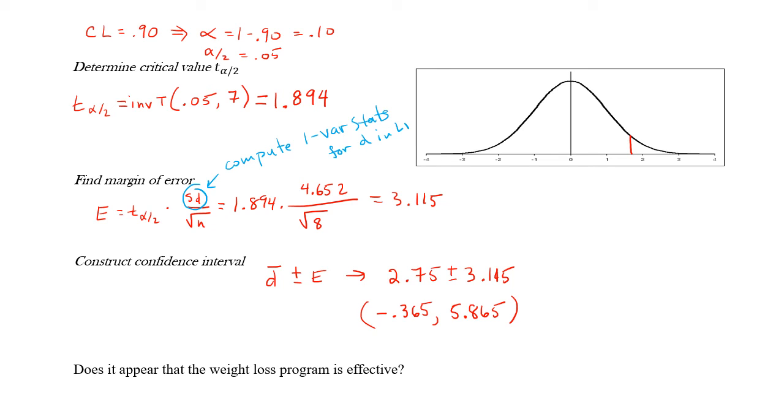Now, does it appear that the weight loss program is effective? In this case, it looks like mu d could be somewhere in here, but it ranges between negative and positive values. So it's most likely positive, because more of the interval is on the positive side, but it could be negative.